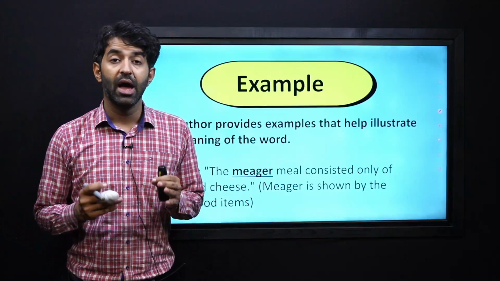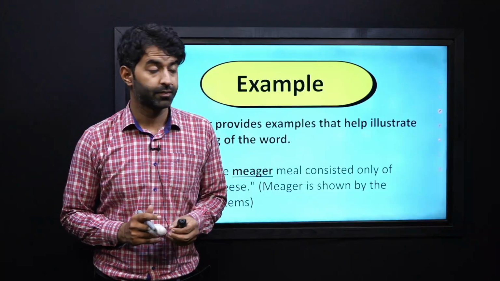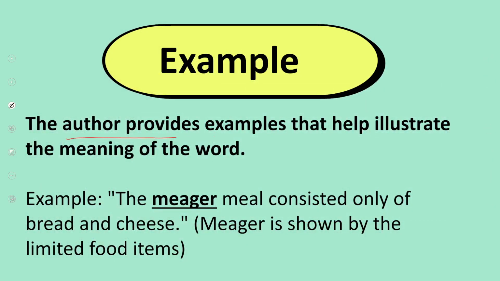Let's talk about example context clues. The author provides examples that help illustrate the meaning of the word. For example, the meager meal consisted only of bread and cheese. What does the word meager mean over here?